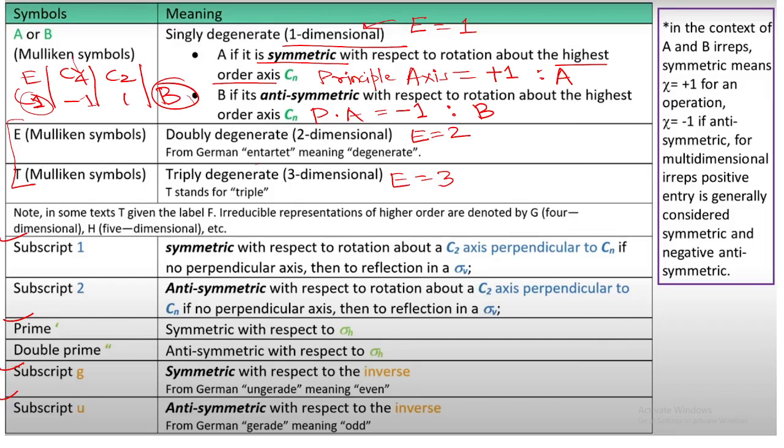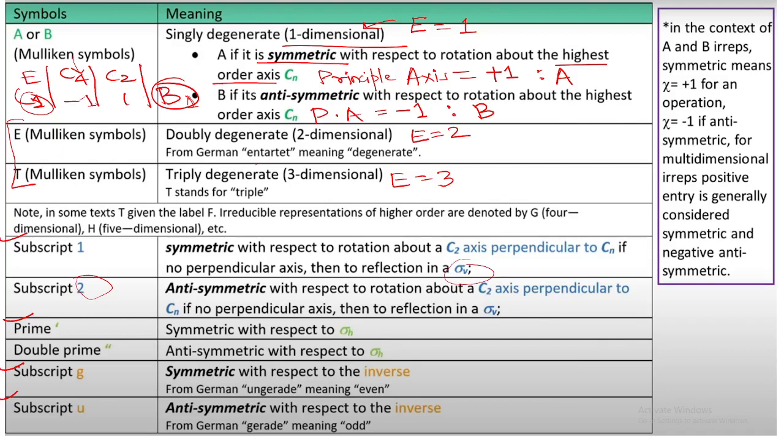I'm not able to write in the slideshow mode. So it will be B1. If this C2 had been minus 1, the subscript would be 2, antisymmetric. And if this C2 is not there, we have to look for the sigma v plane.